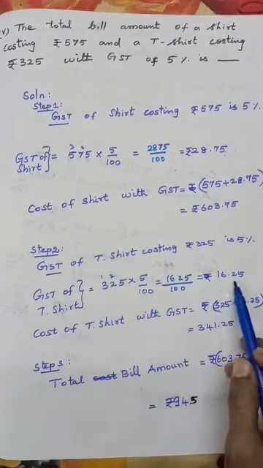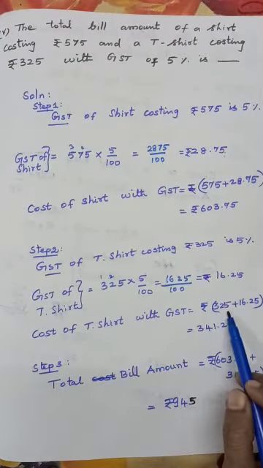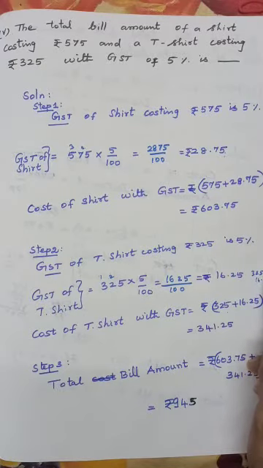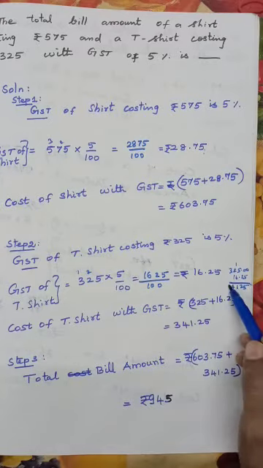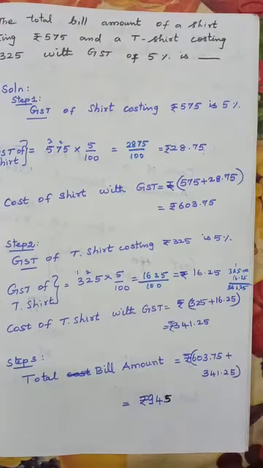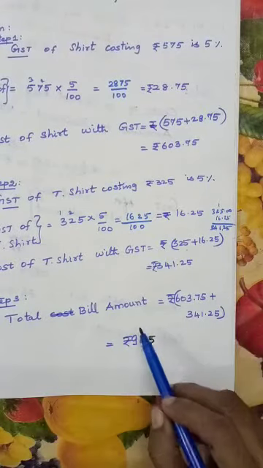Now you have to add this GST with the t-shirt cost. That is 325 plus 16.25. Then you add: 5, 2, here 6 plus 5 is 11, remainder 1, then 3 plus 1 is 4, 3. So 341 rupees 25 paise. Then step 3, you have to bill the amount.